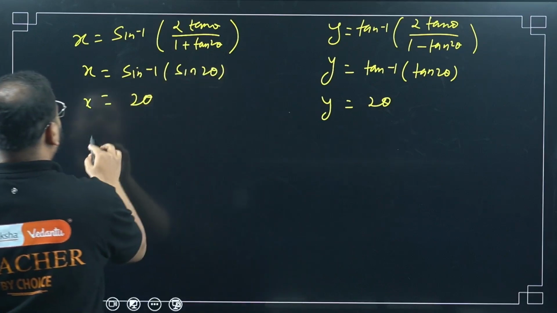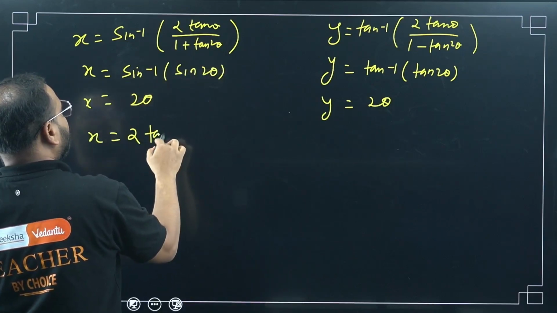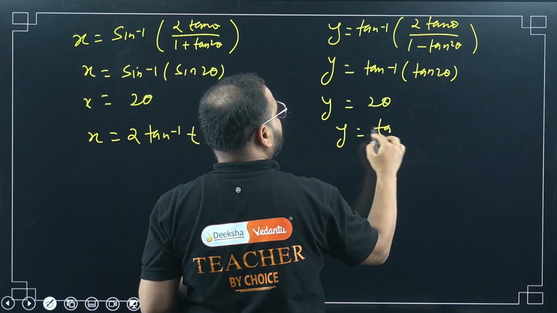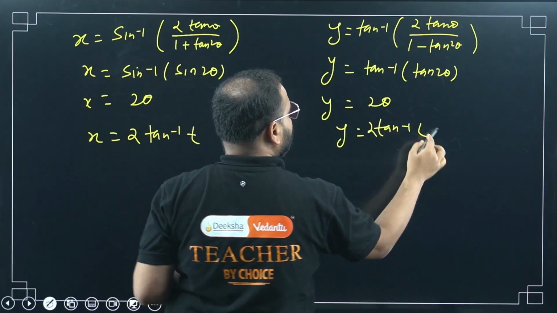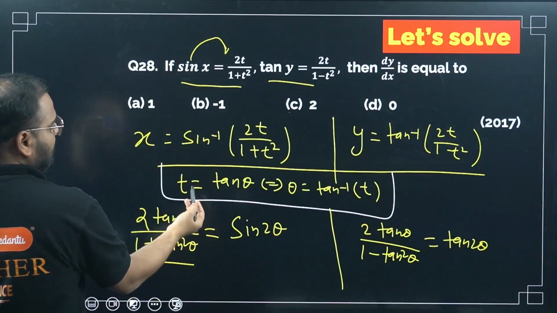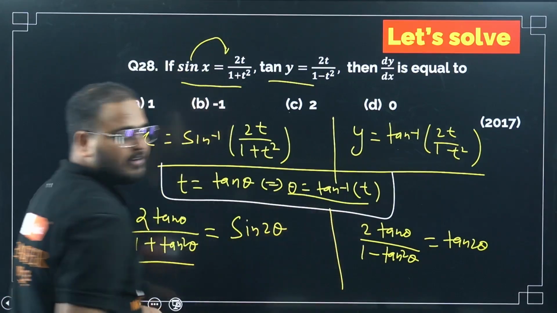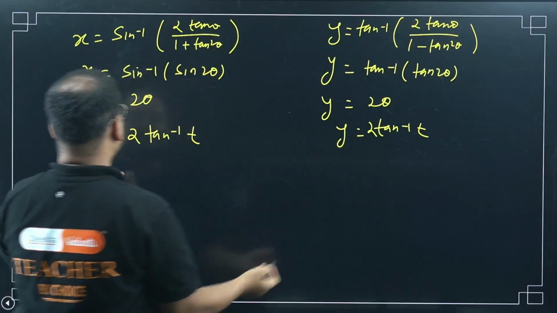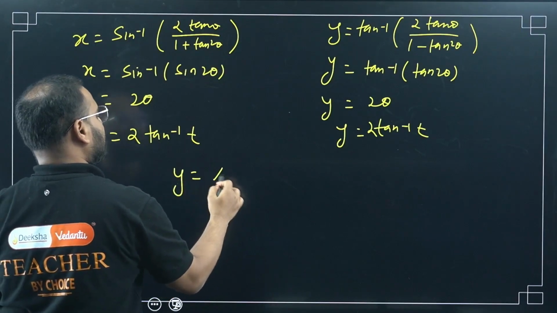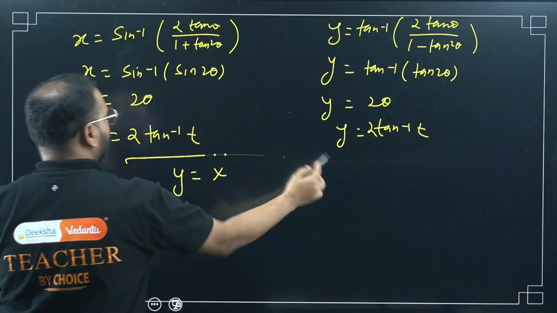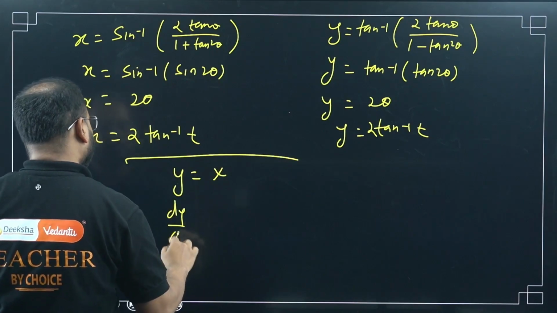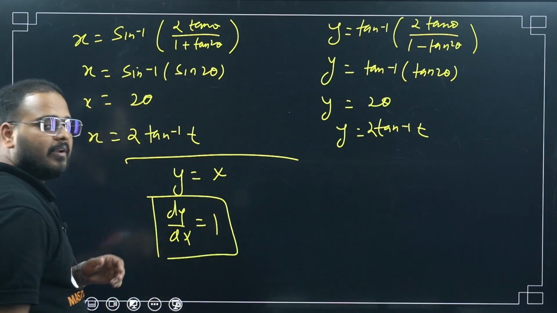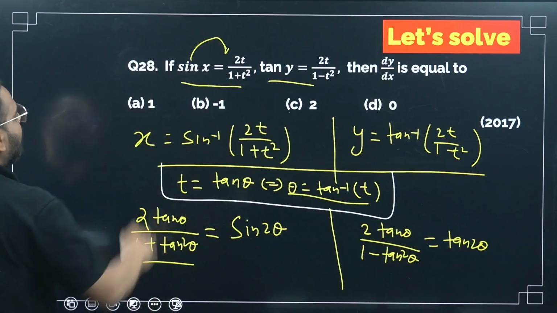What is θ now? θ, if you remember, is tan inverse of t. Over here also, y equals tan inverse of t. Please cross check. θ is tan inverse of t. Now, what do we get from here? y and x are equal. So take the derivative now. dy by dx will be what? Simply 1, right? So what is my answer? Option A.